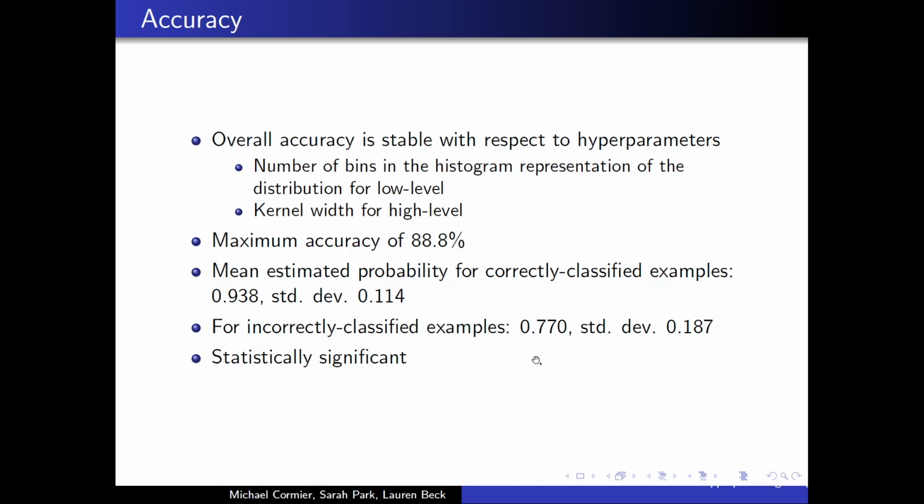For the high-level method, the mean estimated probability for correctly classified examples is 0.938, and for incorrectly classified examples it was 0.770. And this difference in estimated probability is statistically significant. So the estimated probabilities do actually reflect our confidence in the results in a useful way, at least with the high-level version.